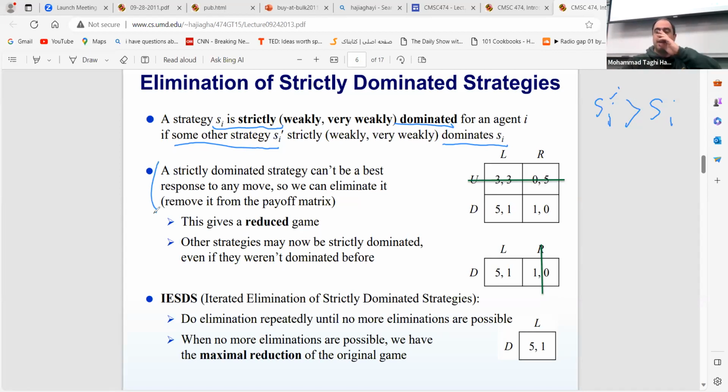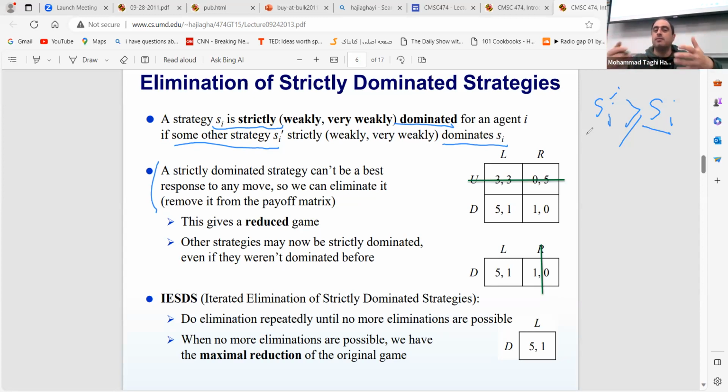So this is the main thing about this kind of dominated strategy. A strictly dominated strategy can't be a best response to any move. Why? Because there is another strategy which dominates it. SI cannot be the best move, because S prime I dominates it. By definition, for every strategy profile of others, S minus I, S prime I gives utility greater than or equal to SI. So SI cannot be the best strategy, which means it can be removed from the matrix when you try to find a Nash equilibrium.